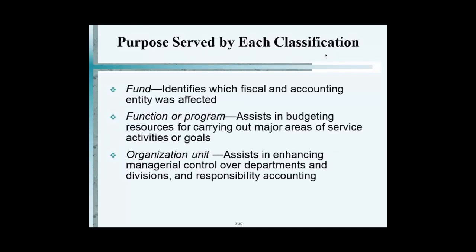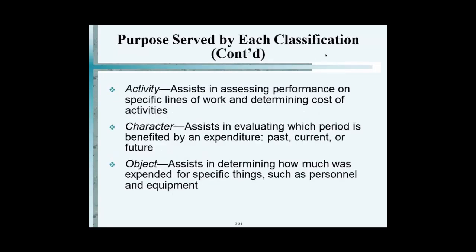Actually, let's see if there's more here. Yeah, it explains it right here. Funds, I just spoke to you, function or program, organizational unit. And basically it's an upside down tree. You start with the highest level of the hierarchy and go down below, just like a tree with its roots coming down. The fund is the highest, then the function or program, the organizational unit, and then the activity, which could be garbage removal and things like that. Character could be the type of expense, debt service as opposed to capital, and an object.